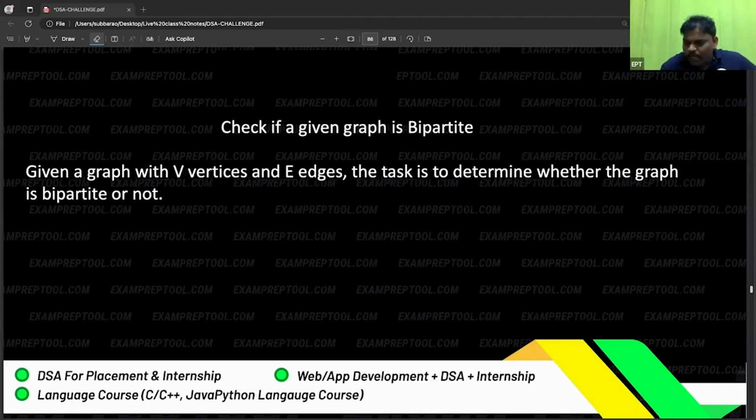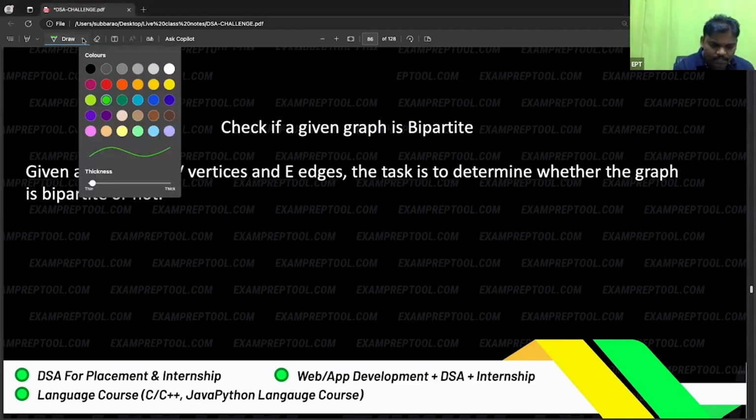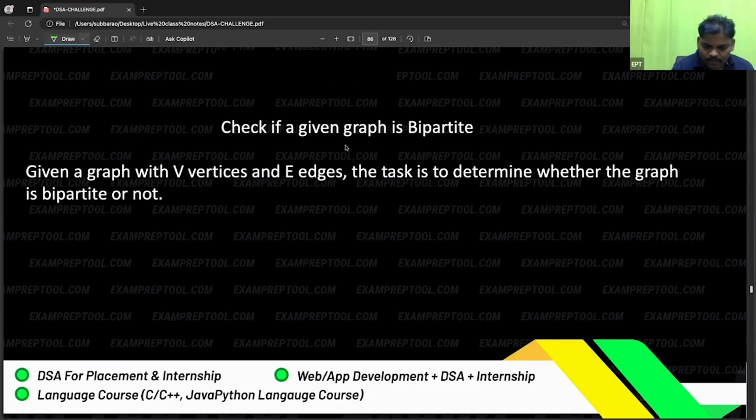So in this Bootcamp 5, I'm going to solve one of the famous problems of computer science, that is, check if a given graph is bipartite. So what it means, let's see in a little more elaborated way. See this one. Given a graph with V vertices and edges, the task is to determine whether the graph is bipartite or not.